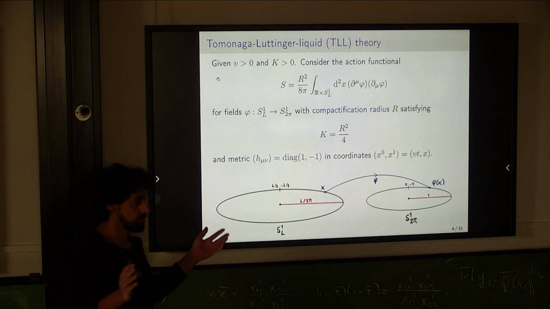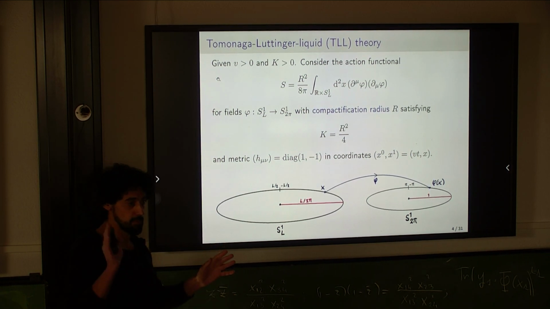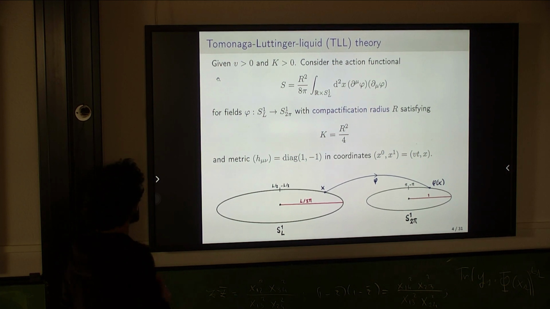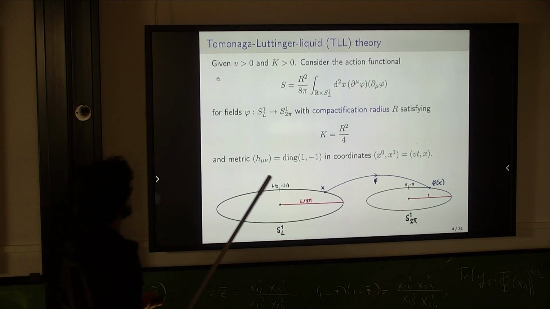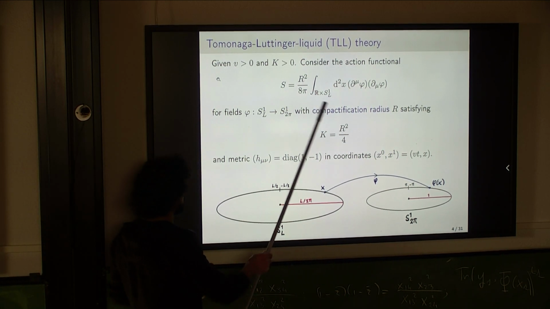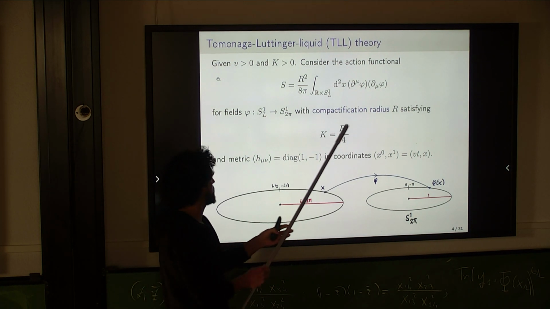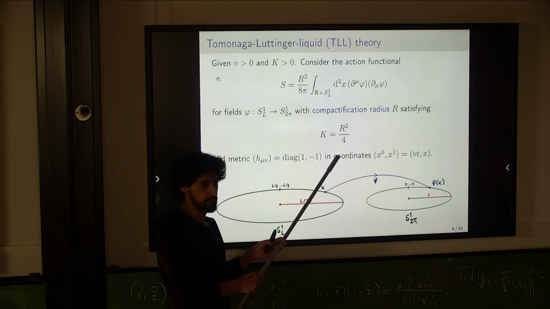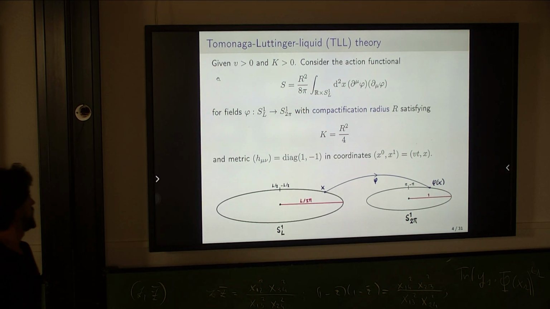It's the usual case. The propagation velocity v and the Luttinger parameter K are constant now, and we will make them position dependent later. Then you can write an action for a bosonic field phi, which is the usual action for a compactified free boson, where the compactification radius R is related to the Luttinger parameter in this way. So you can use R or you can use K, you can decide.